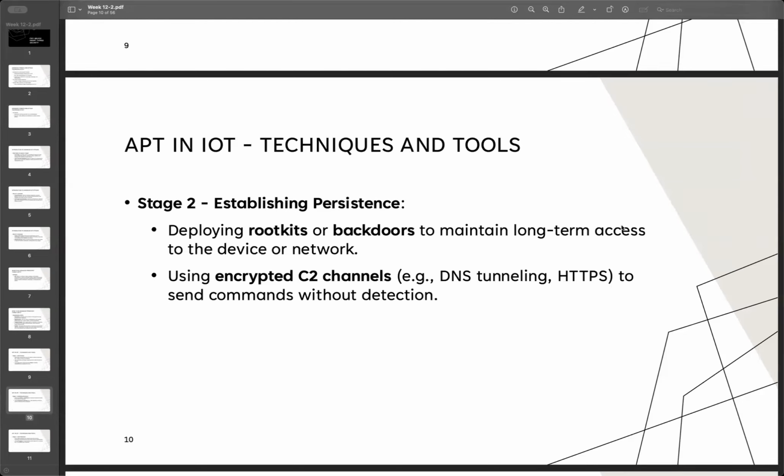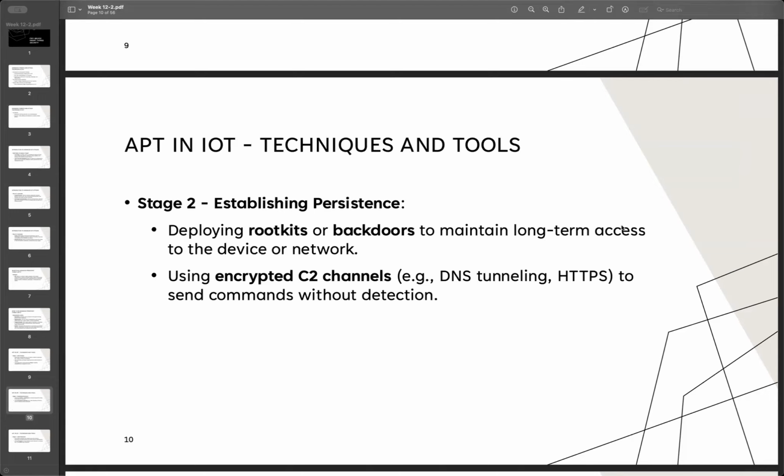Then in stage two, we talk about how they can stay there longer. They can try to deploy a rootkit or a backdoor, so they can maintain long-term access to the devices or network. Because maybe one day you realize the port you only opened for a certain service, and later you close it. As an attacker, I need to make sure I can always access the device. Then I need to open a backdoor, or use some other port that is never used, so I can use it for myself.